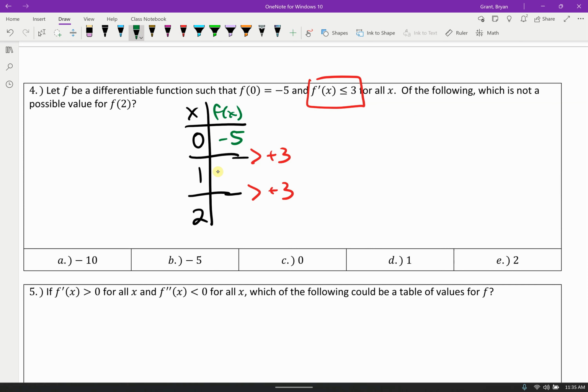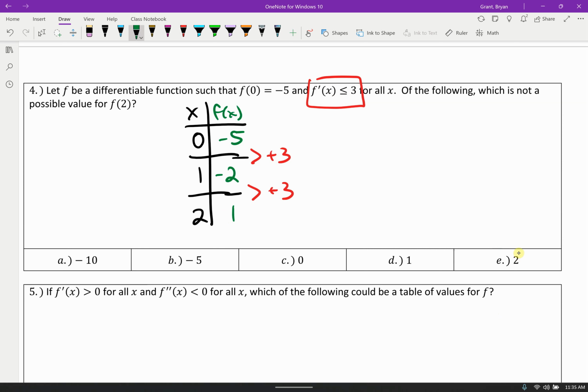The absolute max. The most I can increase by is 3 every time. So let's see, negative 5 plus 3 is negative 2. Negative 2 plus 3 is 1. I think 1 is the biggest value we could ever get. Do you agree with that? If 3 is the biggest slope? So then how could you get 2? Well, I don't think you could get 2 in this case.